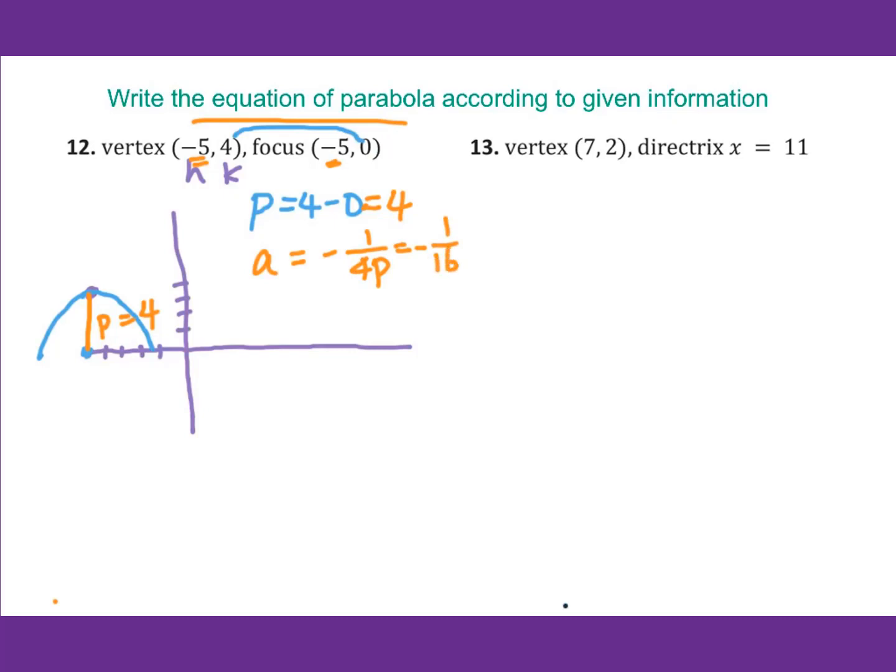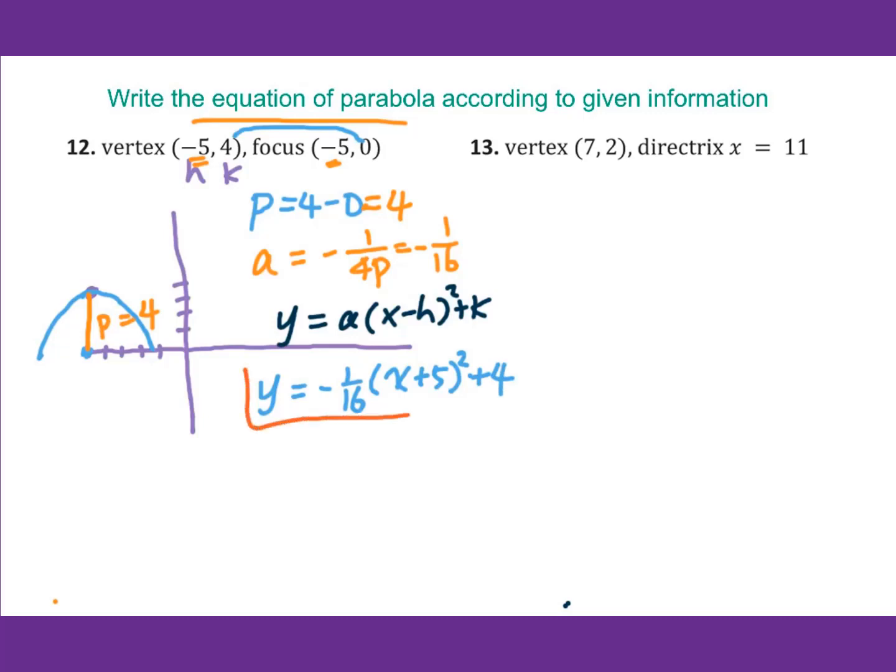Since the parabola opens down, therefore it's y equals a(x minus h) squared plus k. Therefore, we plug in: a here is -1/16, h is -5, so (x plus 5) squared, k is 4, so plus 4. This will be the equation of this parabola.